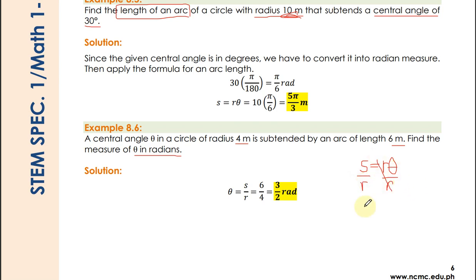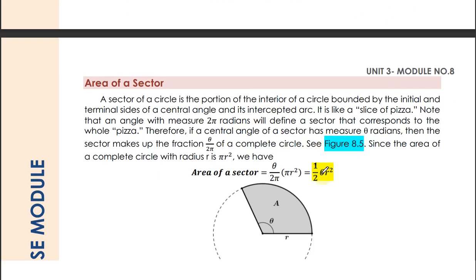So theta is equal to s over r. Then you substitute the values. So s here is 6 meters and r is equal to 4. So 6 divided by 4, that is 3 halves radians, or rad. So this is our final answer.